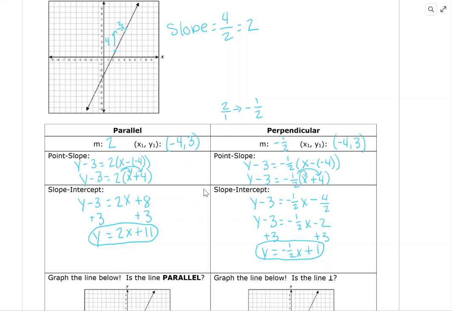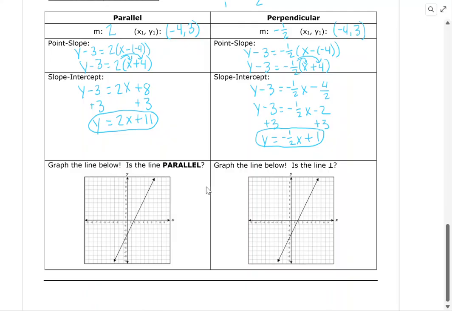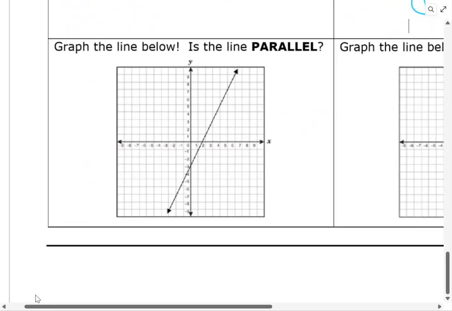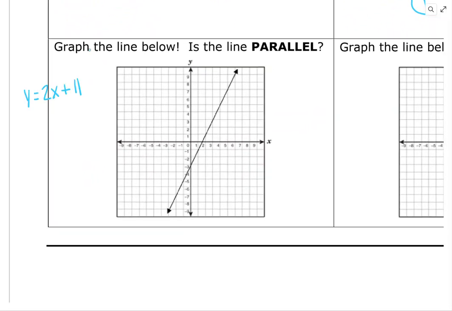The last thing we're going to do for these is graph the line below. So we're graphing our new function here. When we do this for our parallel line, we can plot this a few ways. We know our equation is y equals 2x plus 11, and we know we have to go through that point of -4, 3.